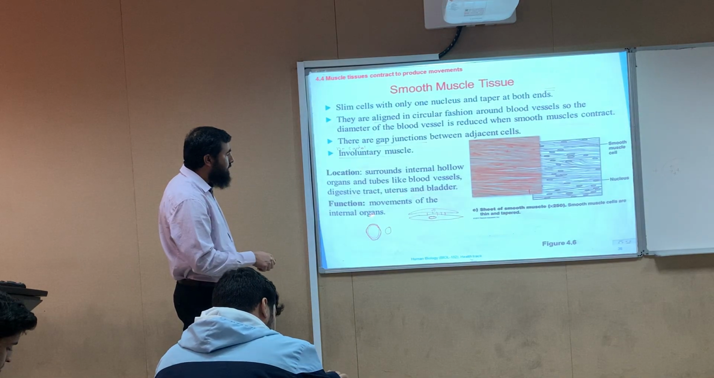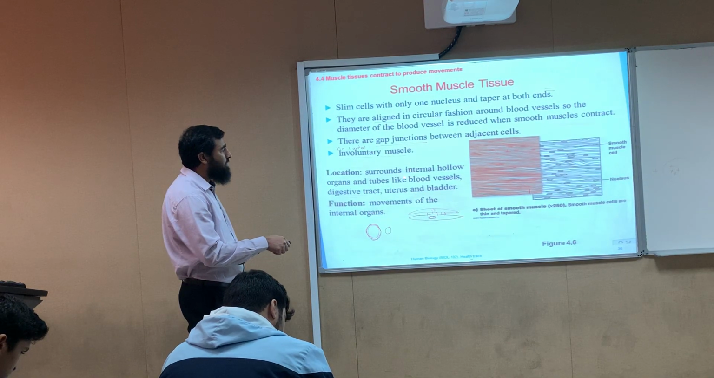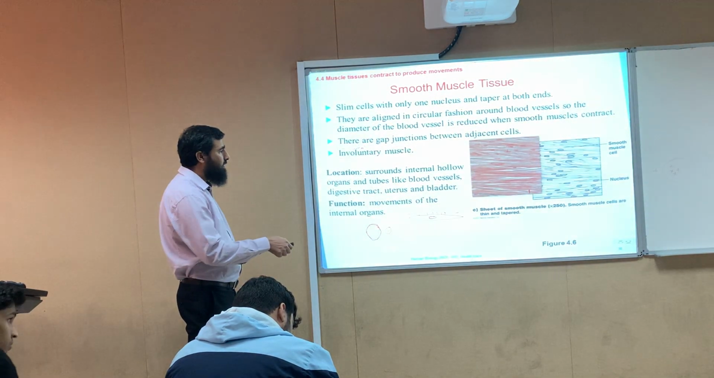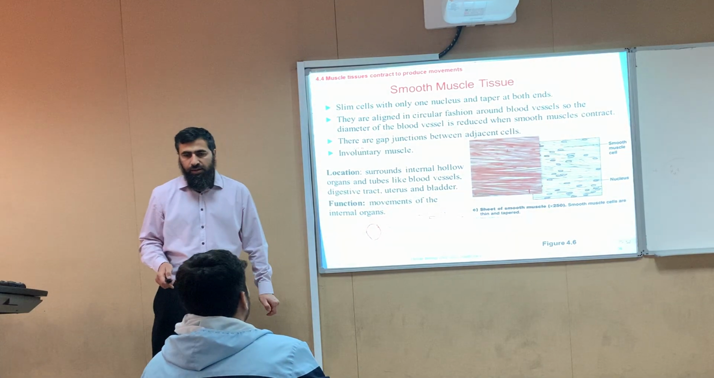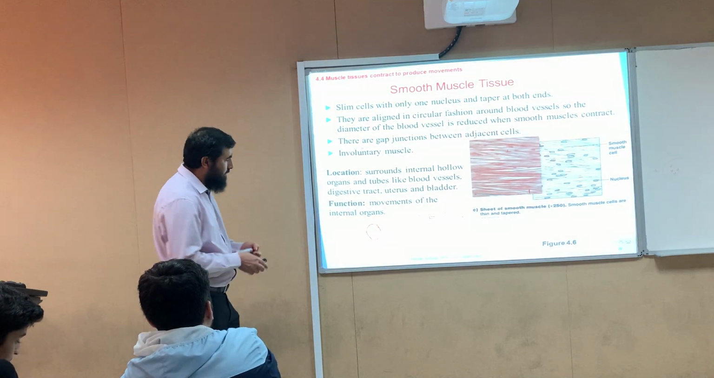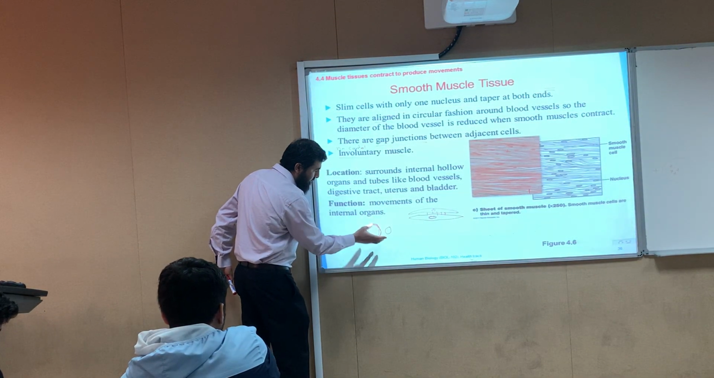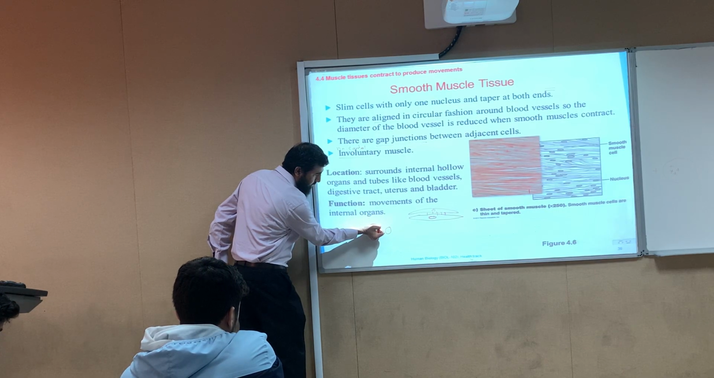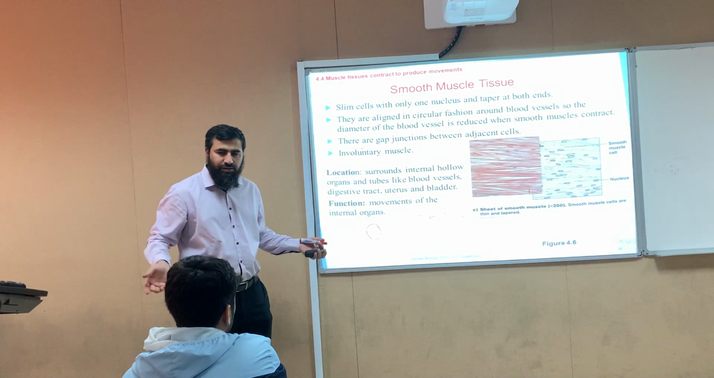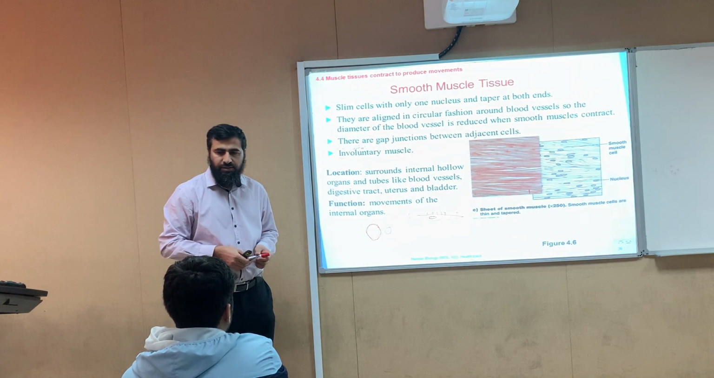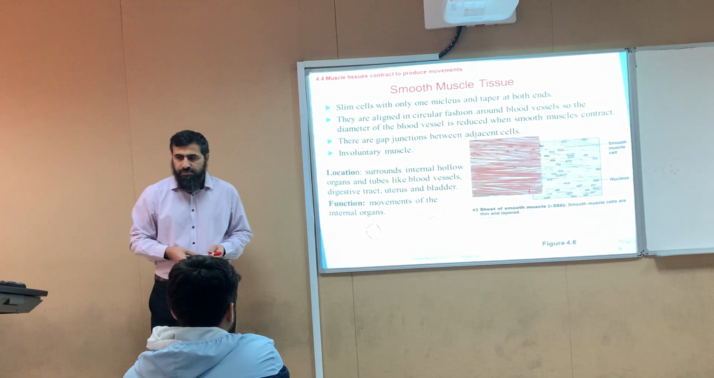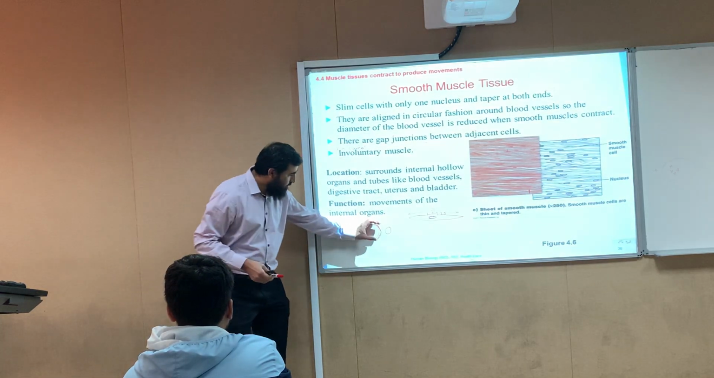We find it in internal organs and blood vessels: the digestive tract, uterus, bladder, these internal organs, and the blood vessels. If the muscle is around the blood vessel in a circular fashion and it squeezes, contracts, what's going to happen? It narrows the blood vessel. Then it can adjust blood pressure and blood flow.